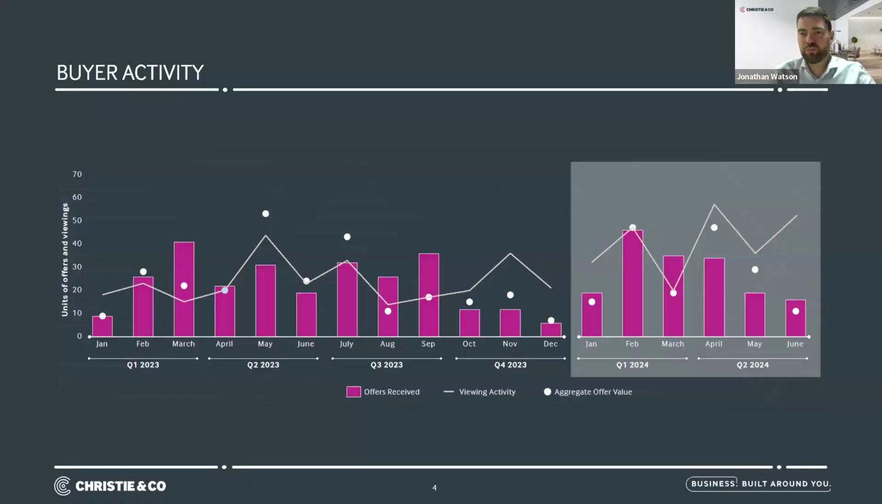And then just a real brief overview of offer activity. Obviously, I mentioned there's been a bit of a slowdown in the last 18 months. This shows offers and viewing levels. But really the takeaway is that Q1 in 2024 and Q2 recently, we're seeing that spike up, lots of viewings, lots of offers. And we're seeing a bit of a bounce back from a tougher year in the market last year.